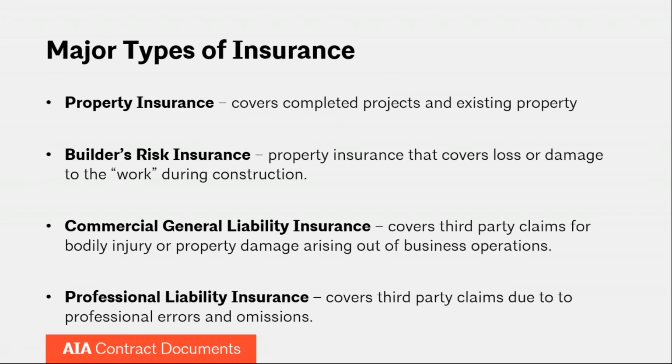Commercial general liability insurance is also something that pretty much any business entity is going to have. A CGL policy covers third-party claims for bodily injury or property damage arising out of business operations. All contractors are going to have some level of commercial general liability insurance for instances where they get sued from third parties. And then, of course, professional liability insurance.